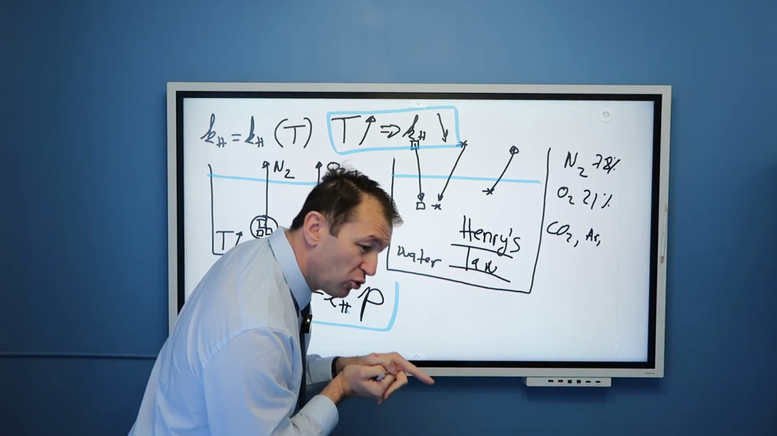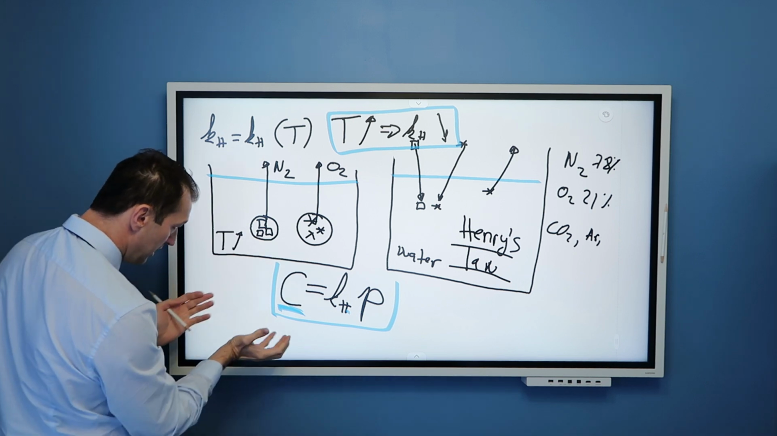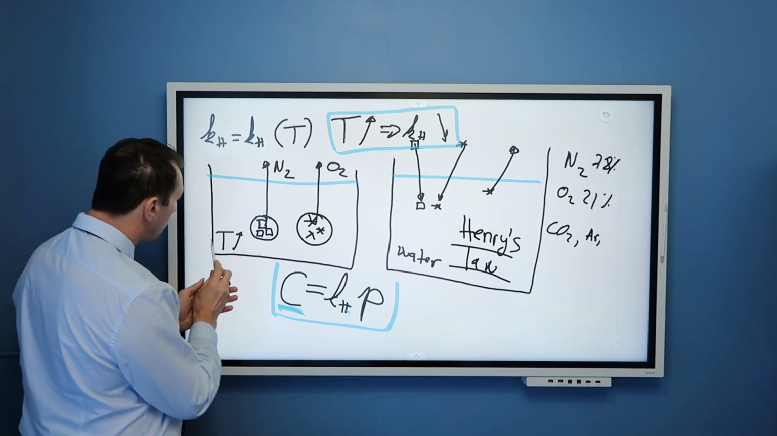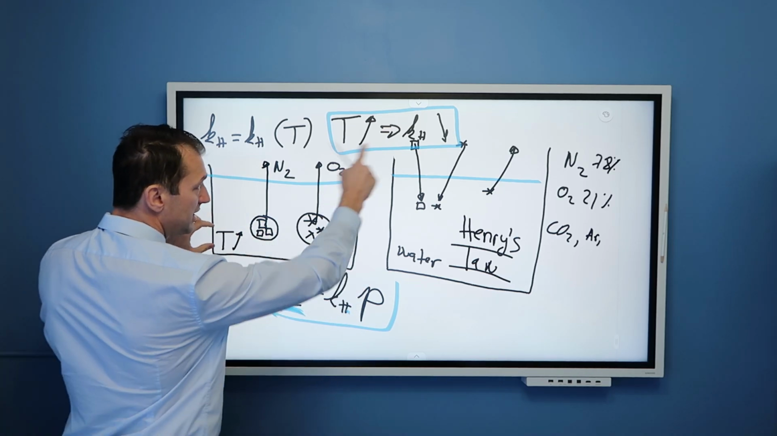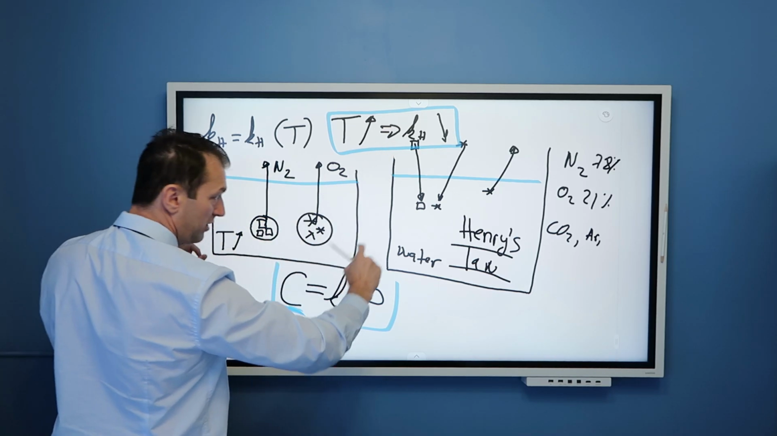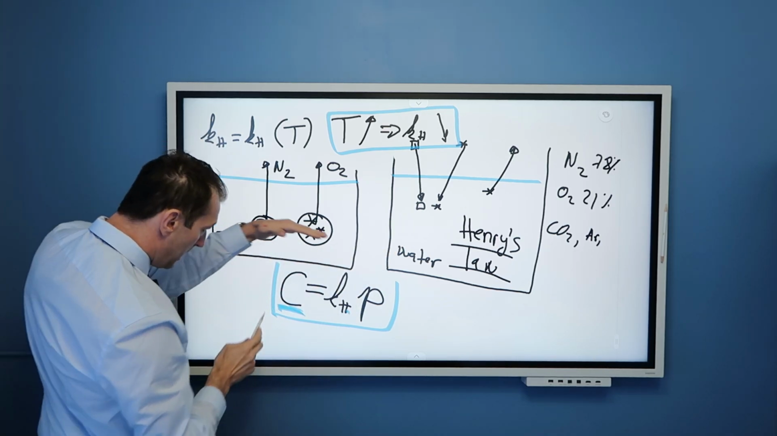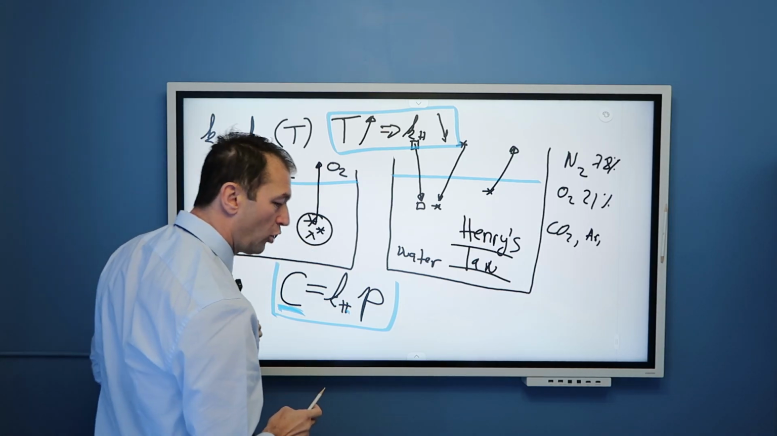But reason number two, if I am heating this water, I'm heating it from underneath, typically on a stove. That means water is the warmest here. Well, water is the warmest here means that the solubility of water for these gases is the smallest here. So it's much more likely for this bubble to form close to the bottom than at the top.